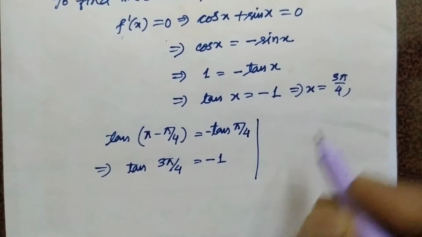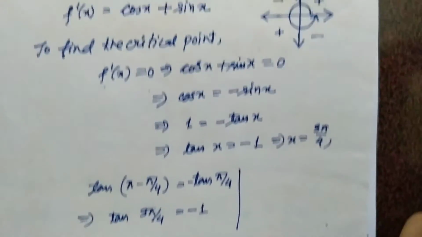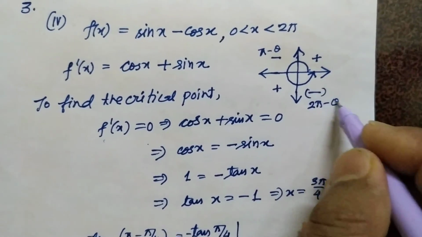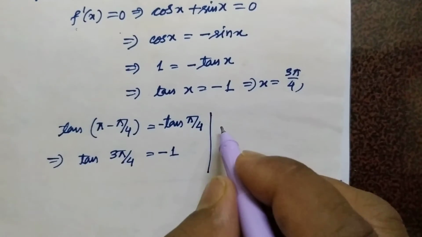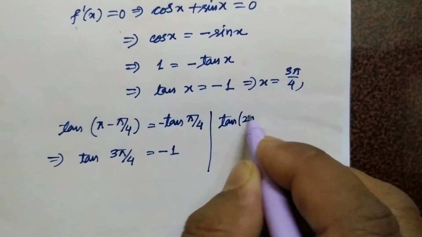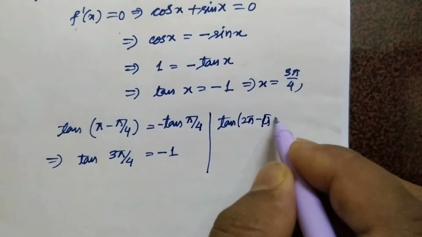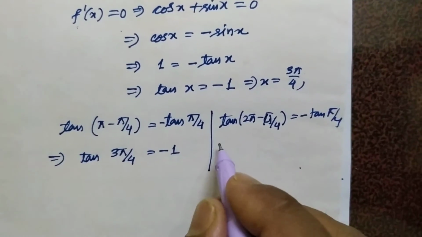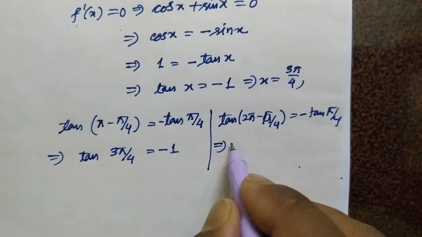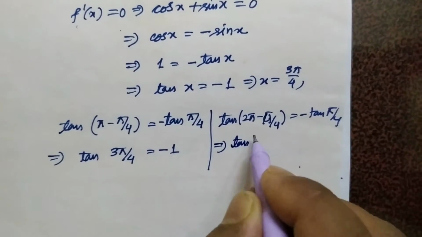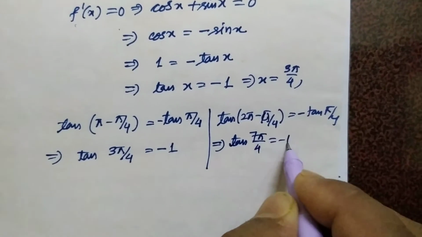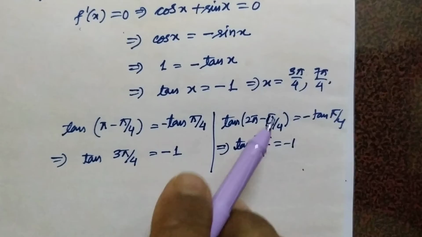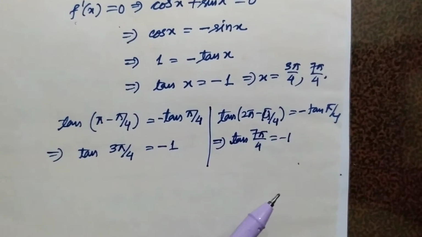Another value is in the fourth quadrant, where tan is negative. As you can see in the diagram, this is negative in the fourth quadrant. In the fourth quadrant we take 2 pi minus theta. So I will write down tan of 2 pi minus pi by 4 is equal to minus tan pi by 4. Okay. So this will give us tan of 7 pi by 4 equal to minus 1. So 7 pi by 4. So we got two critical points, 3 pi by 4 and 7 pi by 4.